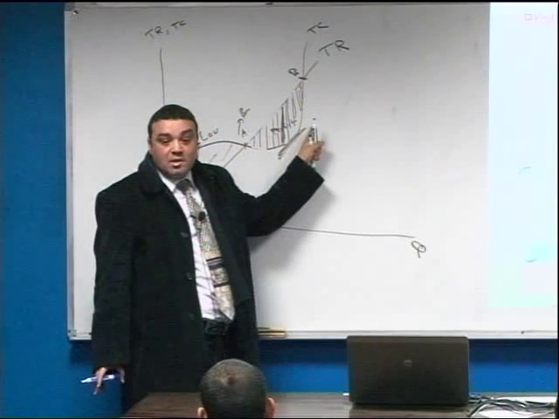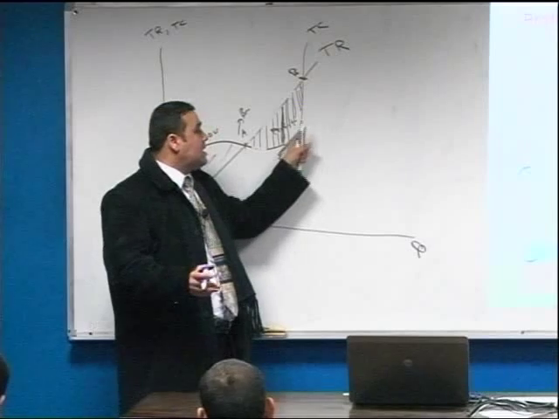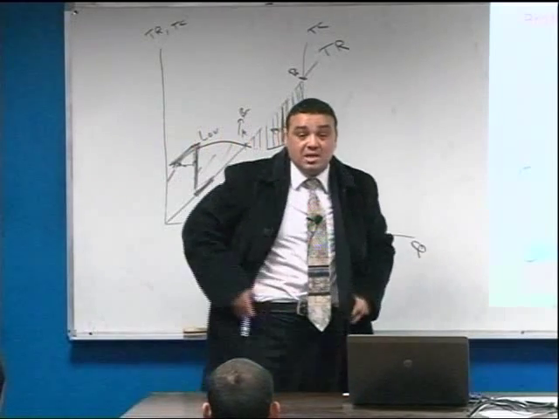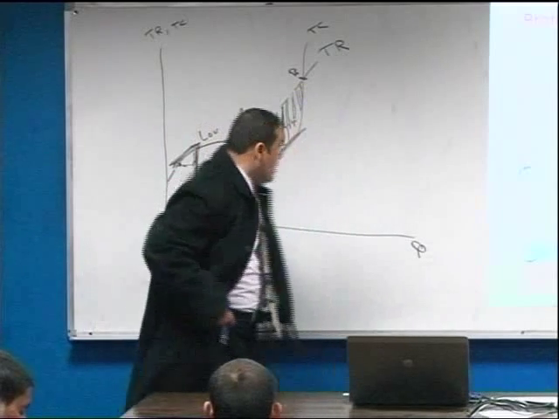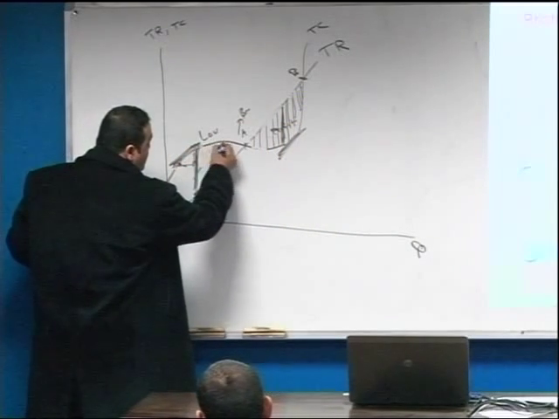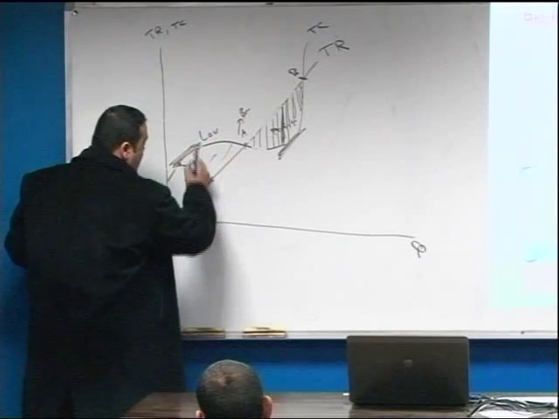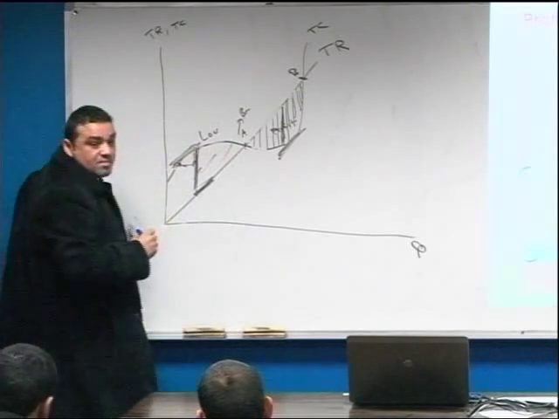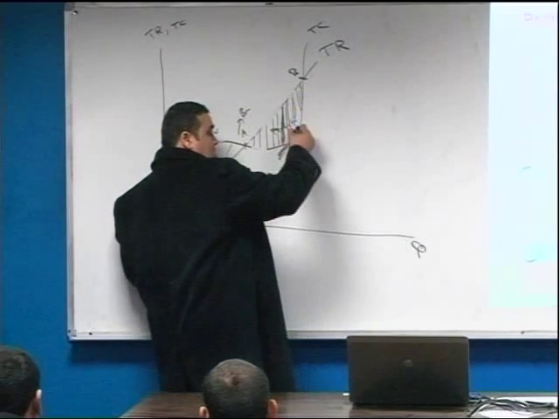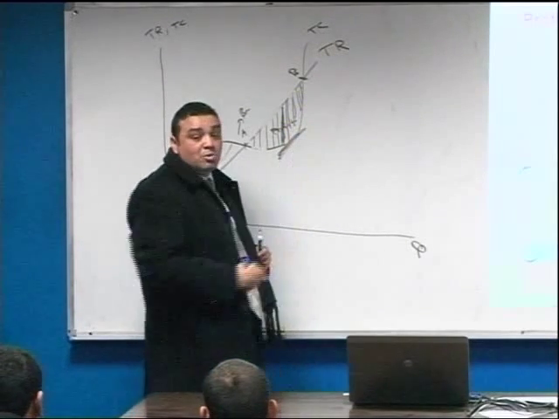TC and TC is increasing, or the change in TC is positive. Because here the change in TC is negative, decreasing. But here the MC, or delta TC, the slope of TC, is increasing.